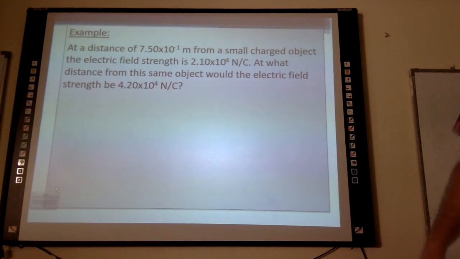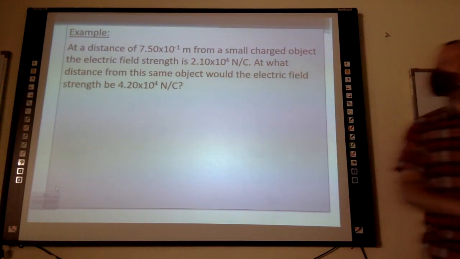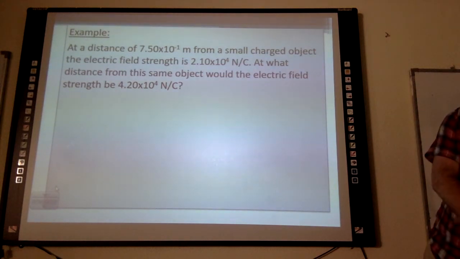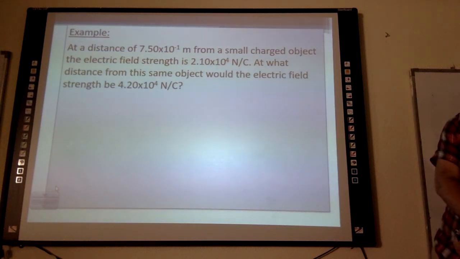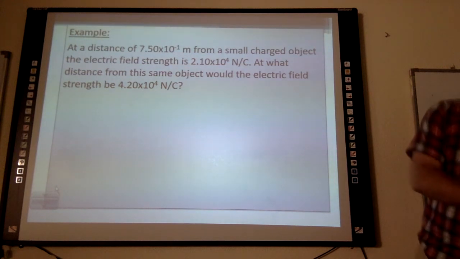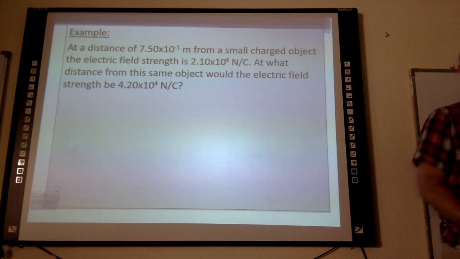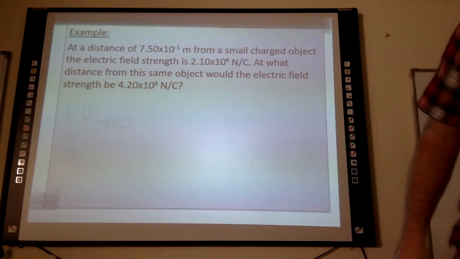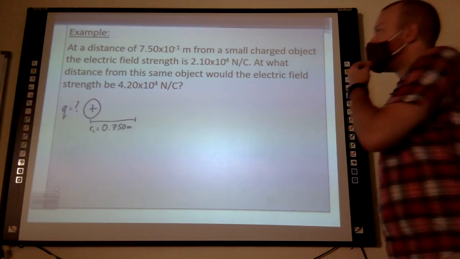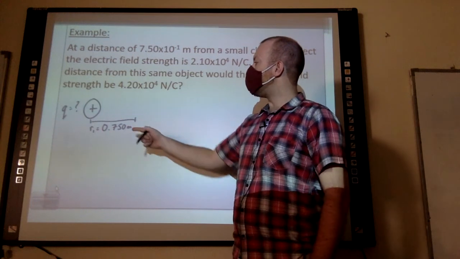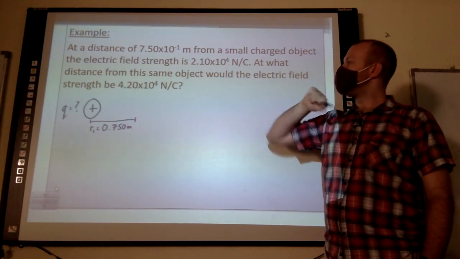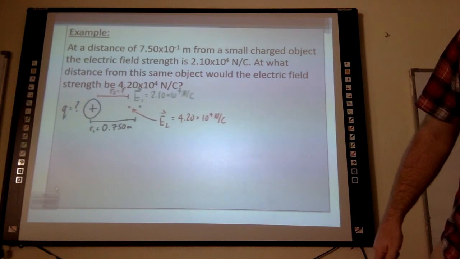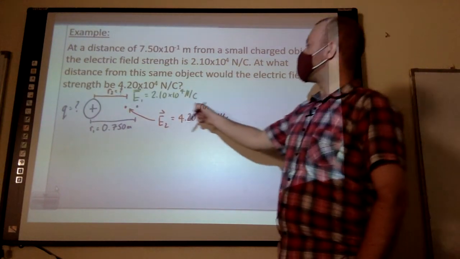Okay, so let's try this. Now we're told at a distance of 0.75 from a small charged object, we've got this field strength. We want to know what is the distance from this same object that'll produce a new electric field strength. So first, let's figure out what that actual charge is. We're told at this distance away from a charge, we have this much field strength, and then I want to find the new R value to get this new electric field.